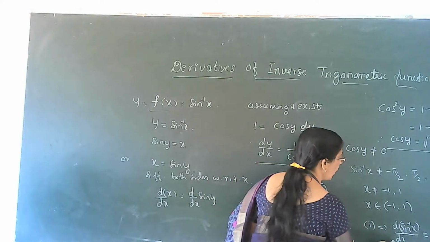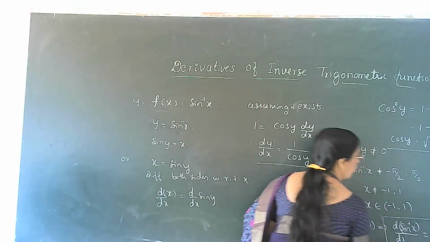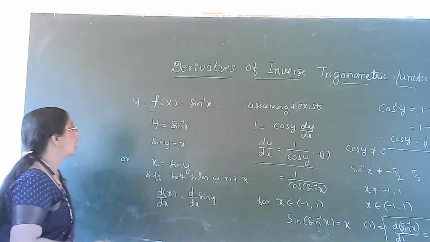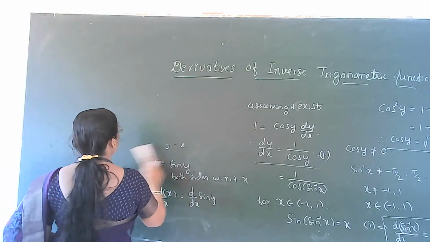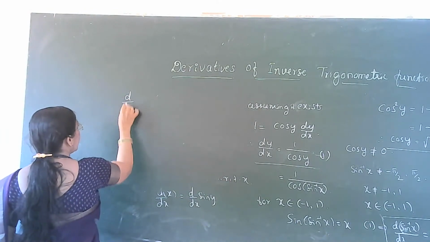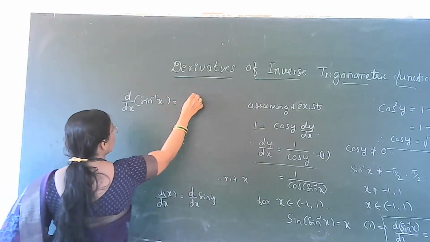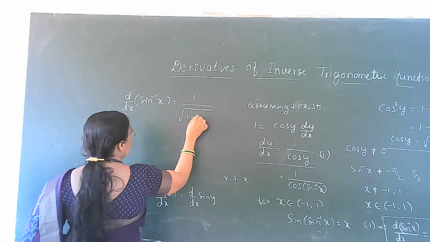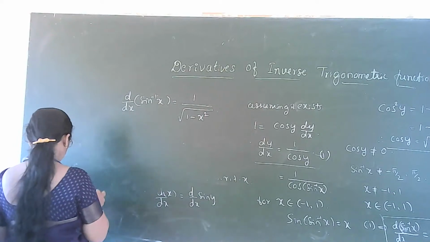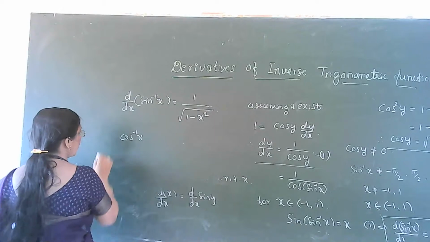Therefore, the derivative dy by dx of sin inverse x is equal to 1 by square root of 1 minus x square. Therefore, d by dx of sin inverse x is equal to 1 by square root of 1 minus x square. In the same way, we can find the derivative of cos inverse x also.